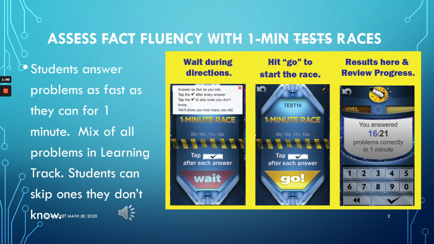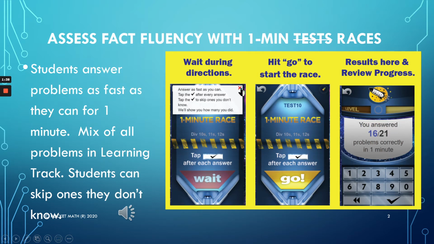This is Mission Control. Your mission today is to do a 1-minute race. You are to answer as many problems as you can, as fast as you can. Tap the check mark as soon as you answer to quickly go on to the next problem. If you don't know the answer, tap the check mark and quickly go on to the next problem. Your score will be the number of problems you answer correctly in 1 minute. Your score will be shown to you at the end. Hit go when you're ready to begin. Good luck.